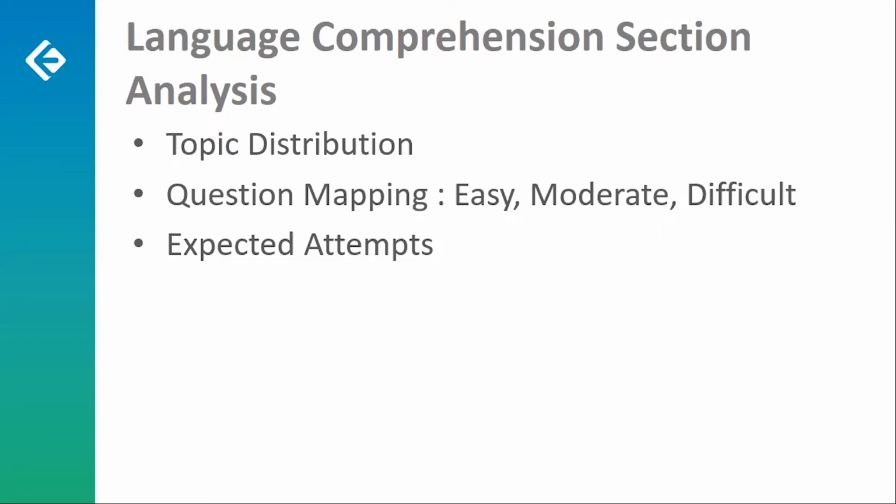Then question mapping. This is very important because all three aspects, the easy, moderate, and difficult questions, are present in this particular section. So which were those questions? The question numbers which were considered easy, moderate, and difficult will be covered here. And obviously, after we've done the question mapping, we'll automatically come to expected attempts, and the ballpark figure that we will look at is a 98 percentile figure.